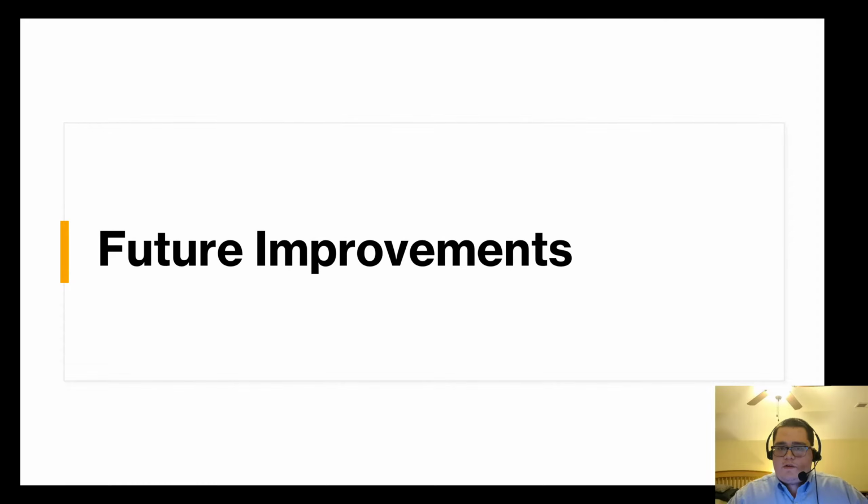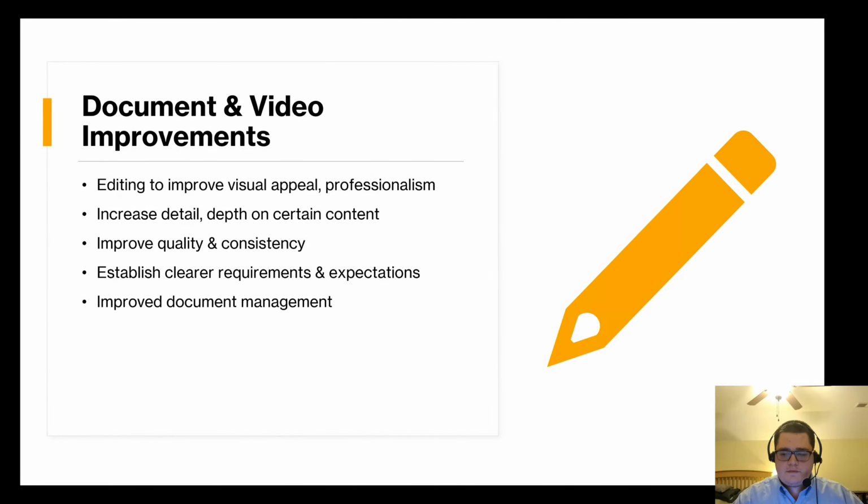So now I want to go over a few of the future improvements that we want to make to the project. And this will be broken up into 3 sections: documents and videos, modules and lesson planning, and then finally personal improvements. So for the document and video improvements, definitely I think increasing the quality of the editing to increase visual appeal and professionalism. That would attract a larger audience, and just overall create a better looking project, a better feeling project.